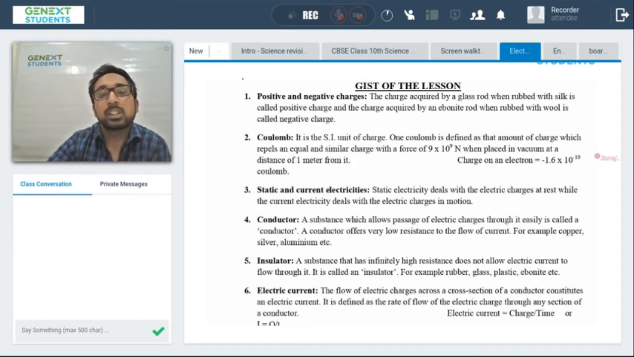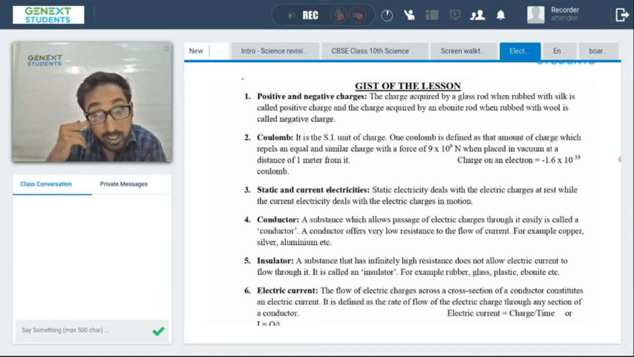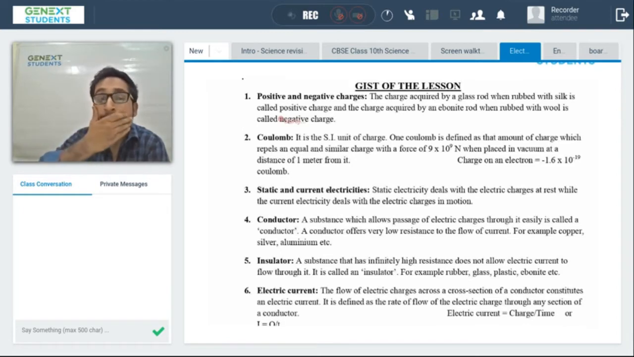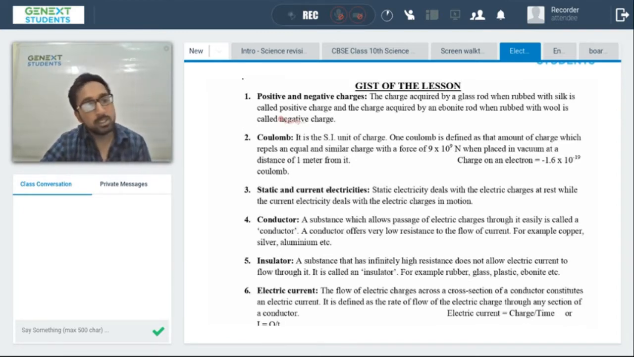So what exactly is positive and negative charge? The charge acquired by a glass rod when rubbed with silk is called positive charge, and the charge acquired by ebonite when rubbed with wool. See, this is a very typical example, so I'll go with an easy part, right? There are two types of charges, one is positive charge and one is negative charge. What is positive charge and what is negative charge, right?